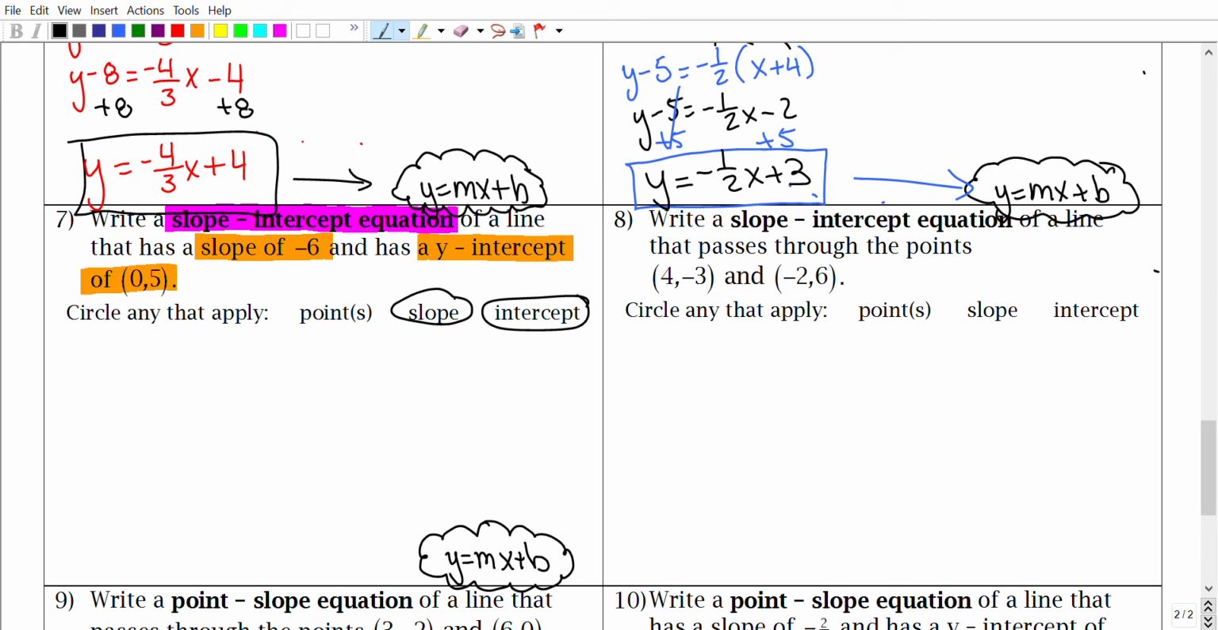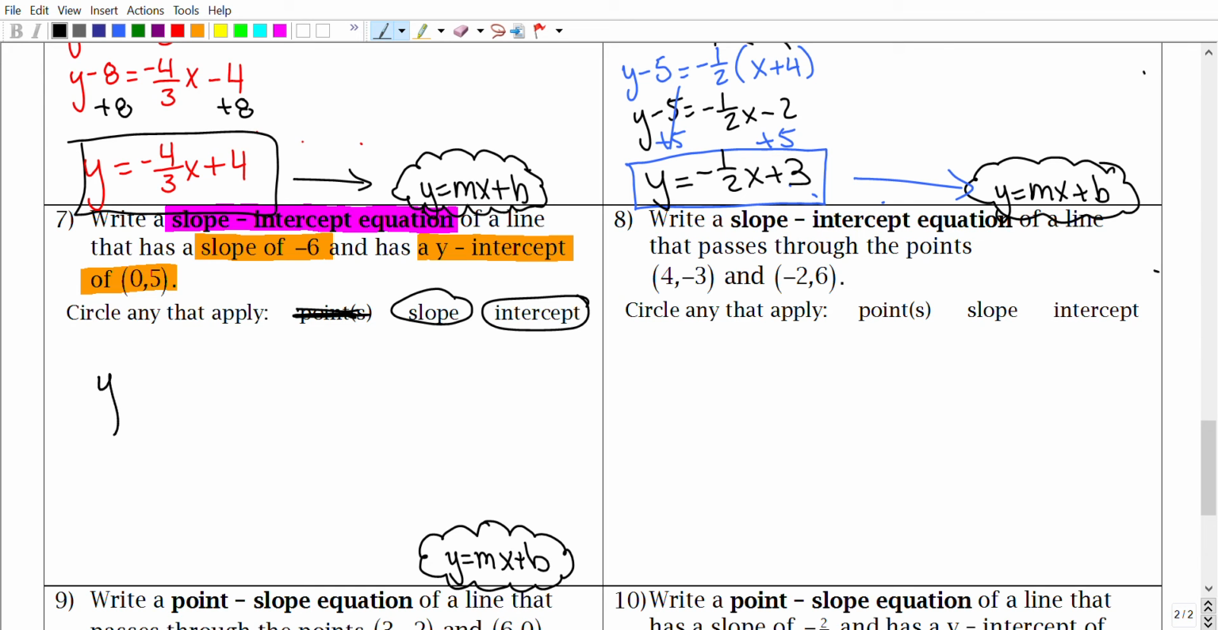Well, hey, look at that. Look at the two things that I circled. I wasn't given points, so I can cross that out. But look what I was given. I was given a slope and an intercept. Well, isn't that exactly what I want? I wanted something in that form. So we can go straight to writing our y equals mx plus b form.